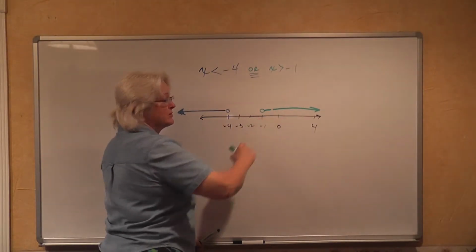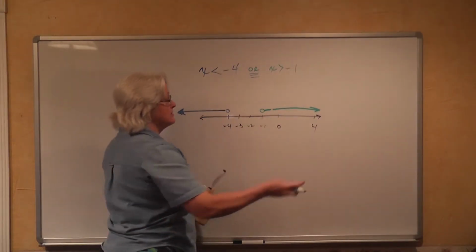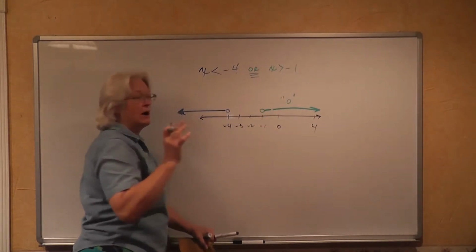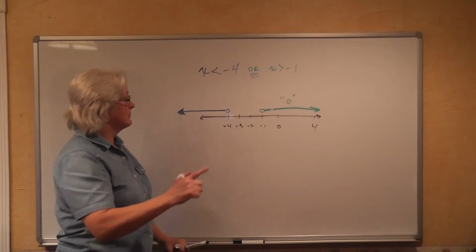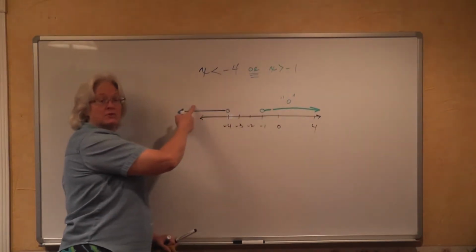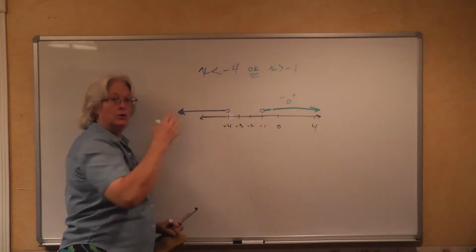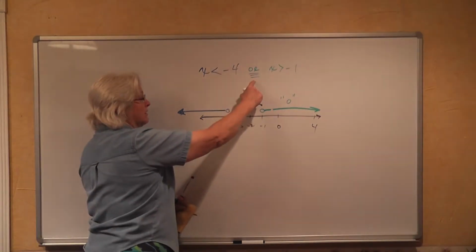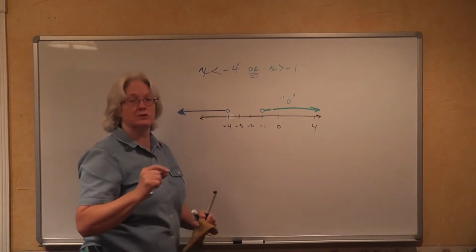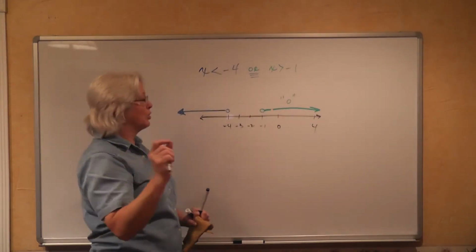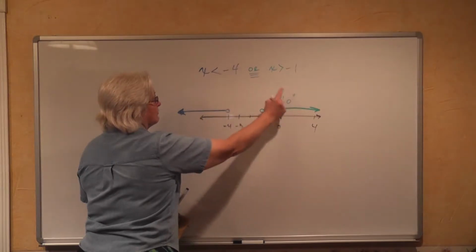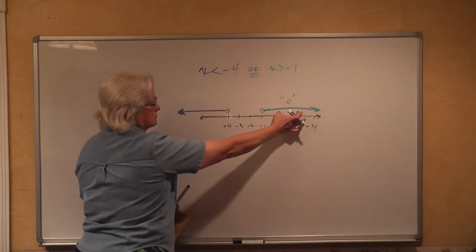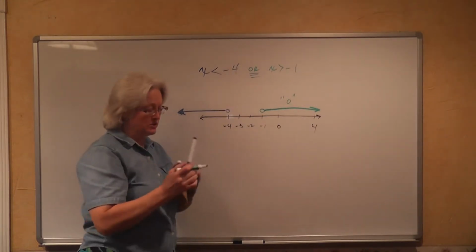Is 0 a part of the solution? Yes, 0 is a part of the solution for our green inequality. Is 0 a part of our solution over here for the blue inequality? No, it's not. But does that matter? It doesn't matter, because with a disjunction, your solution only has to make a true inequality for one of them. So our green area here is part of our solution.